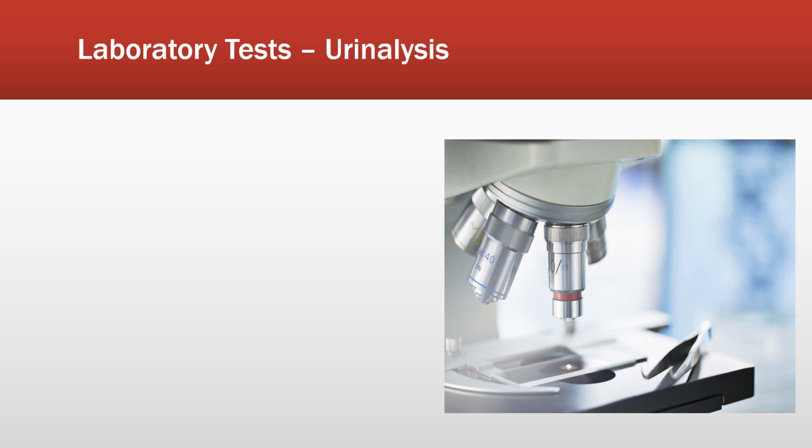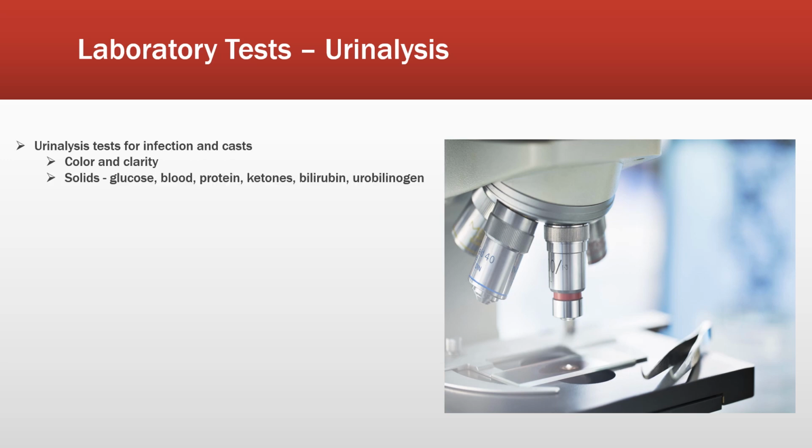Besides blood, urine is also frequently tested in a lab. A urinalysis will likely be ordered with or without microscopic examination to detect infection and casts. During the urinalysis, the urine appearance is assessed for color and clarity. Other solid substances are detected, including glucose, blood, protein, ketones, bilirubin, and urobilinogen. The amount of these solid substances impacts the urine's specific gravity.